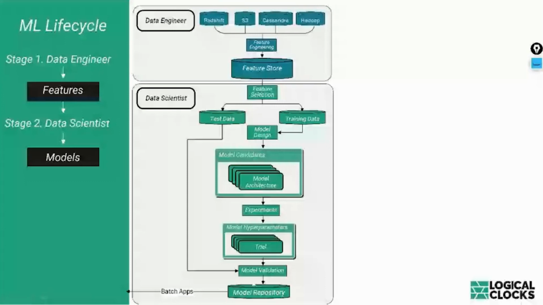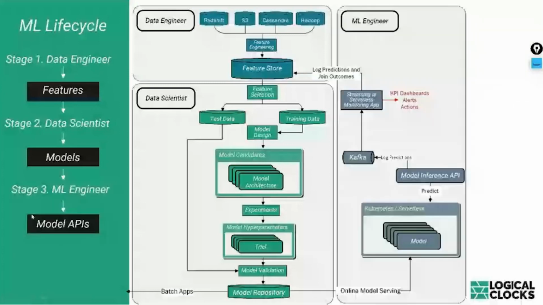And then finally, when the models become available, they can be used in batch applications, which is pretty straightforward, or they can be used in online applications. In this case, if you have an online application, you want to make your model available via an API, and this is where an ML engineer comes in. The ML engineer will take the models from the model repository and make them available via the Model Inference API that you will expose for your model. Typically models can be served in SageMaker or in Kubernetes. Our platform supports serving models in Kubernetes.